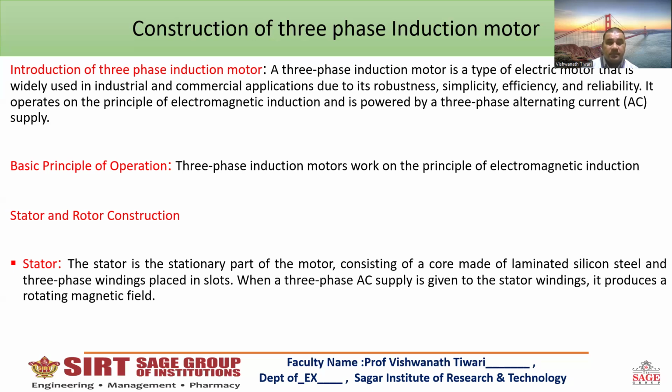The construction of three-phase induction motors has two main parts, stator and rotor. What is stator? Stator is the stationary part of the motor consisting of a core made of laminated steel materials, and three-phase winding placed in slots. When a three-phase AC is given to the stator winding, it produces a rotating magnetic field.